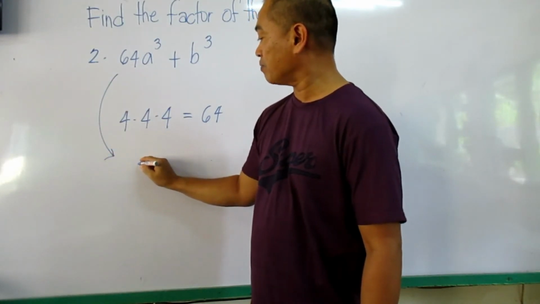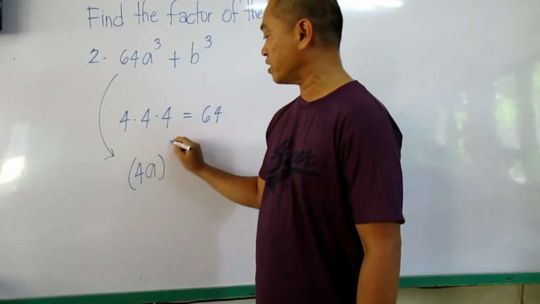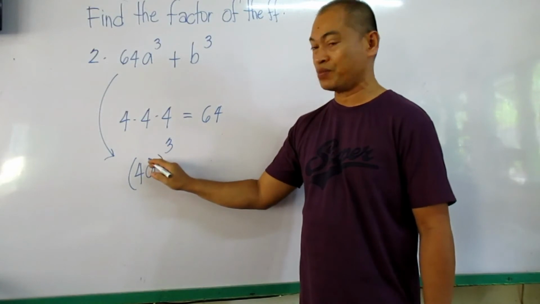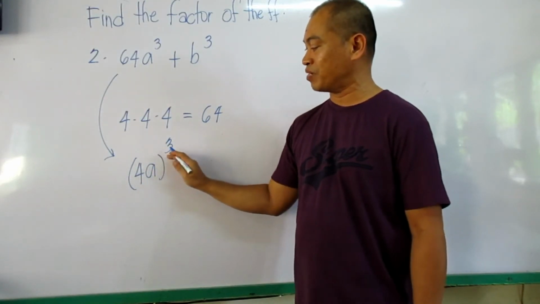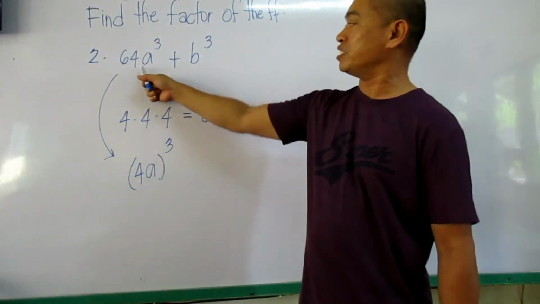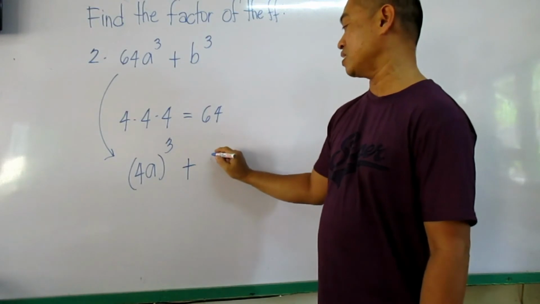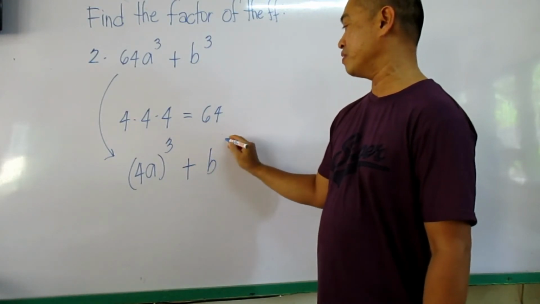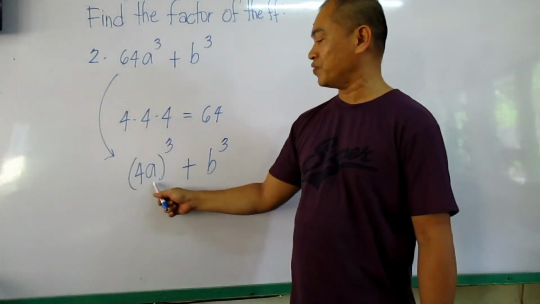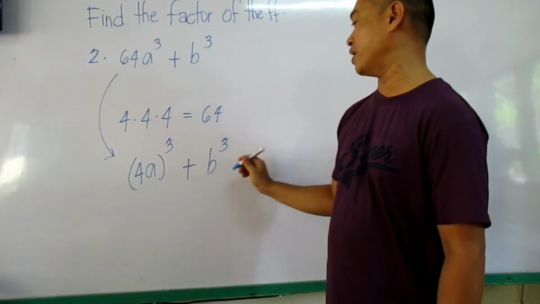So you will write 64 as 4 cubed. Then enclose it in parentheses raised to the power of 3. Because if you're going to distribute exponent 3 to every variable, then it will be just equal to that one. So this one is still a perfect cube. Okay, so this is now your value for x, and then this is your value for y.